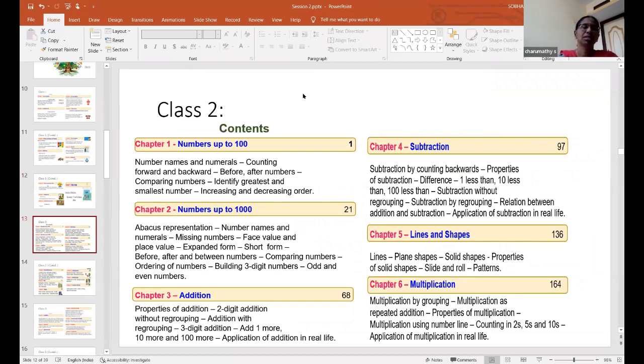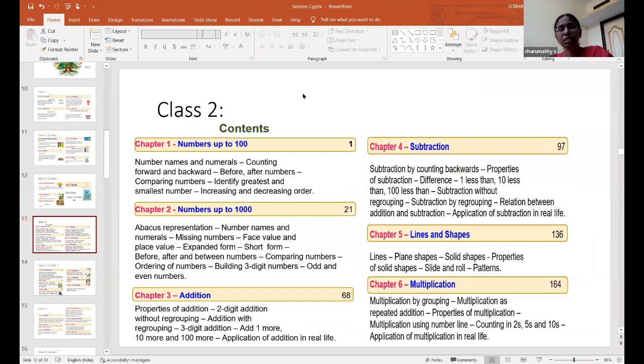Of course, here, this is the warm-up, what they are going to do, which they have already learned in class 1. This is the warm-up for them. Then the next one is numbers up to 1000. Here they learn 3-digit numbers, odd numbers, and also even numbers. Then followed by addition. Of course, here they do carryover also. Addition of 1, 10, and 100 more than, and regrouping of 3-digit addition.